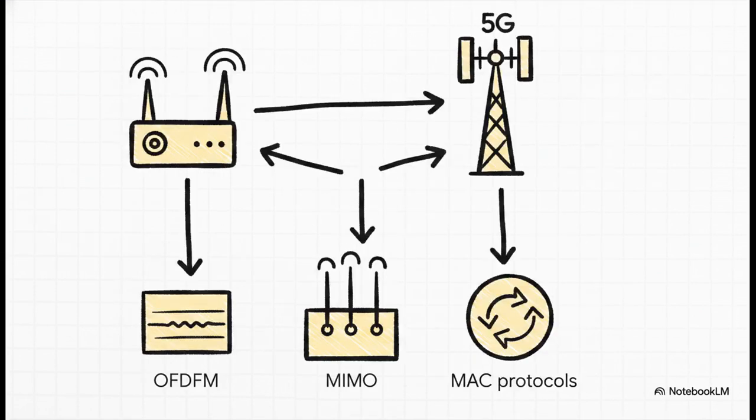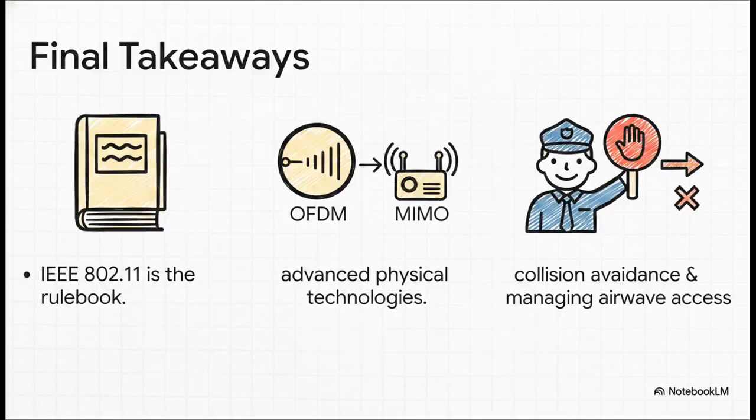So why should you actually care about all this technical stuff? Because these core ideas, OFDM, MIMO, and these MAC protocols, they aren't just for Wi-Fi. They are the fundamental building blocks of almost every modern wireless system out there. If you get these, you have a much better handle on everything from your home router to the 5G network on your phone. So, let's wrap it up with the 3 big takeaways.